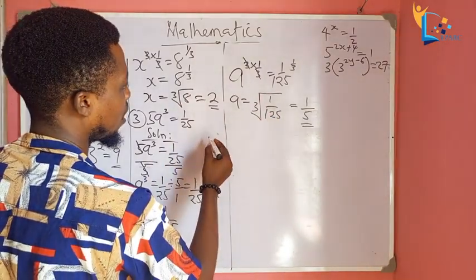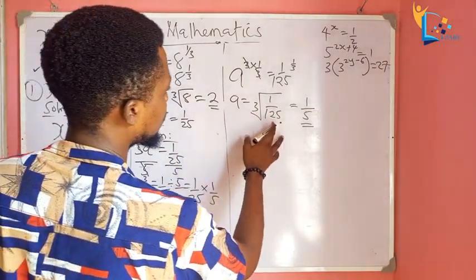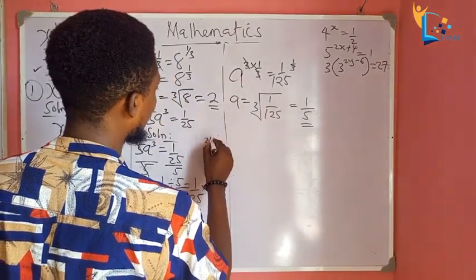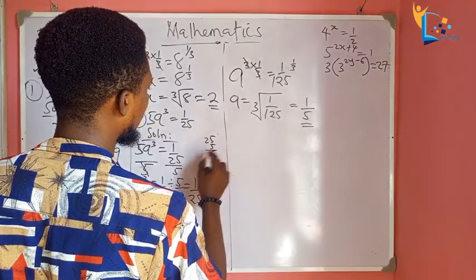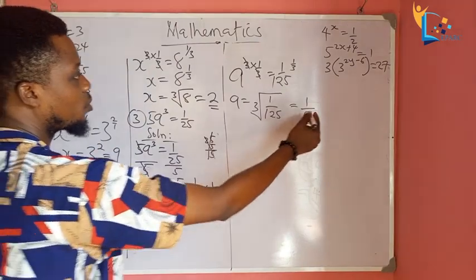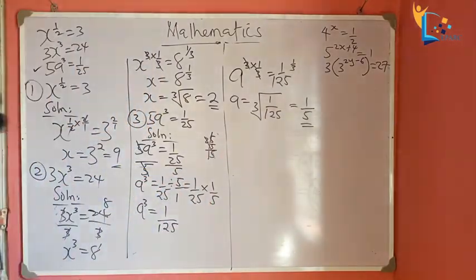Let's confirm. 5 times 5, 25. 25 times 5: 5 times 5, 25. 2 times 5, 10, 125. Okay, so that's it, 1 over 5. So that's that about this question involving the knowledge of indices.